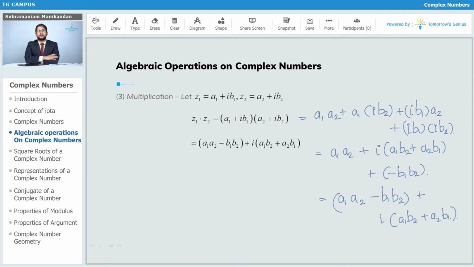As you can see, this is how multiplication of two complex numbers is done. It's slightly more complicated than simple number multiplication, but this is how it works, right? That's because of the existence of the great iota. Okay, next.